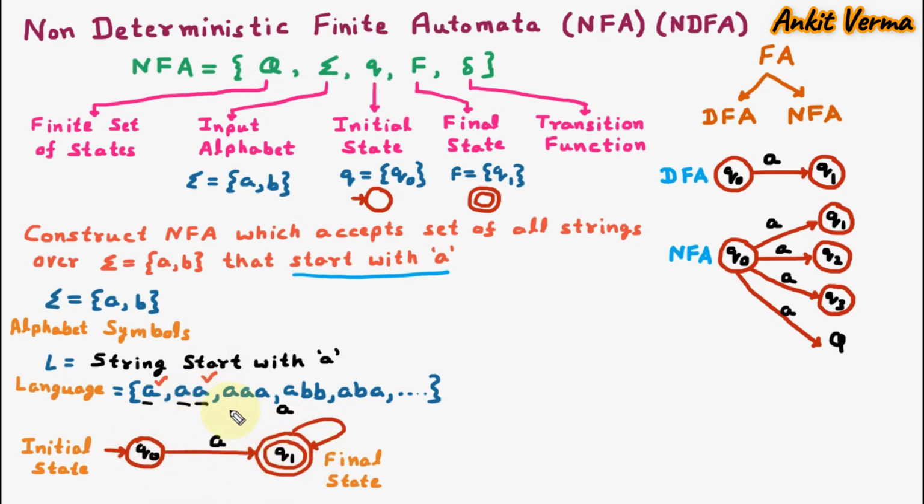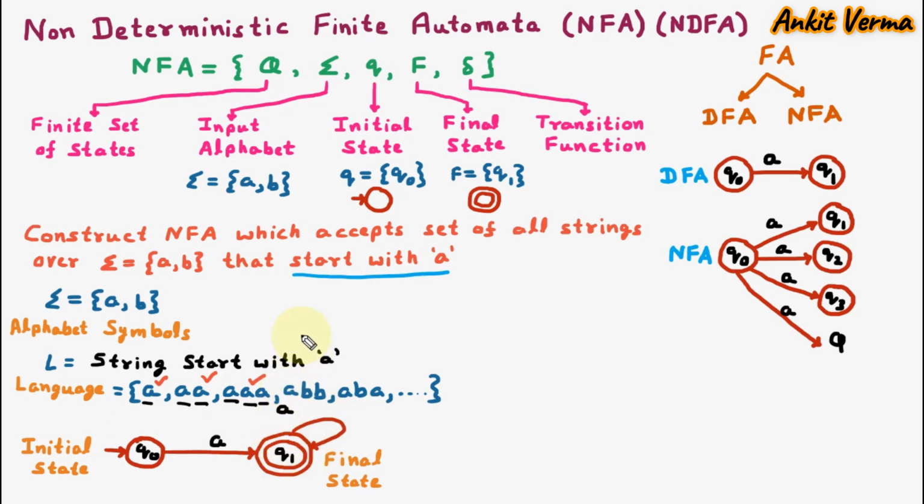In a similar manner, if 3 A's are coming, for the first A, Q0 to Q1, next A, Q1 back to Q1, next A, Q1 back to Q1. So this string is also accepted by the NFA. In a similar manner, 4 times A and 5 times A will be accepted because this is a loop.